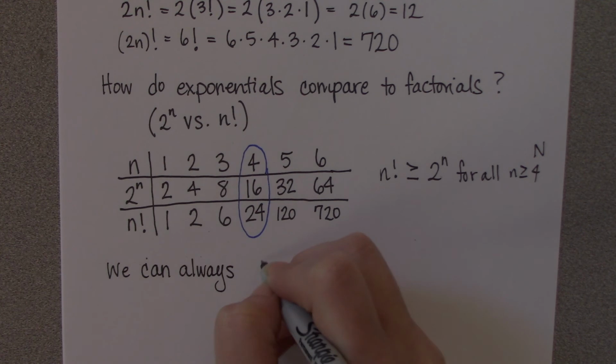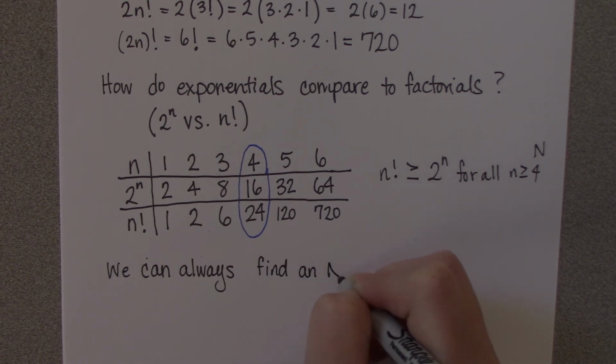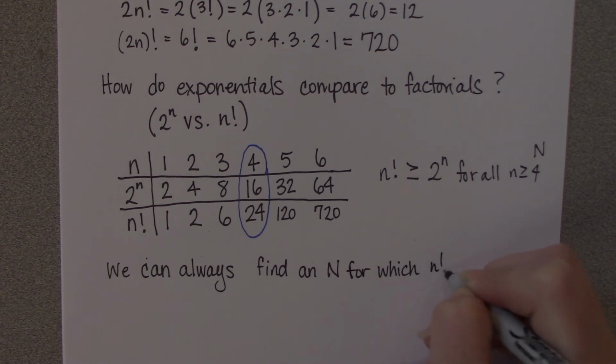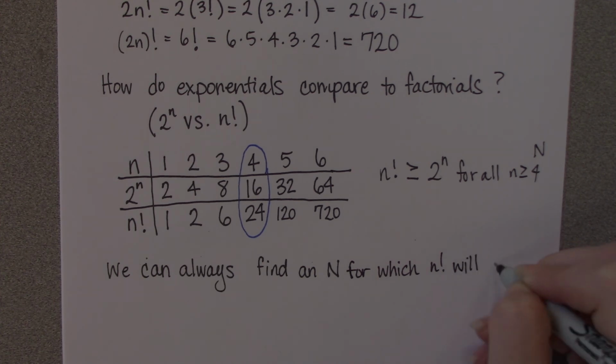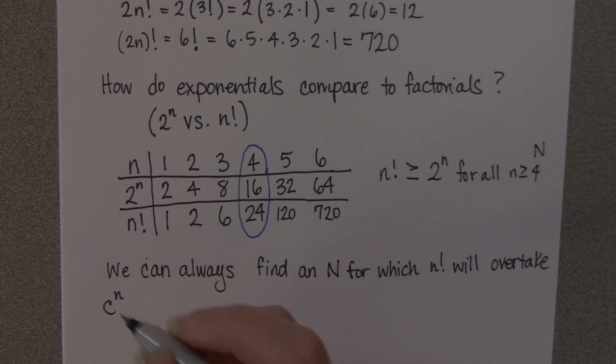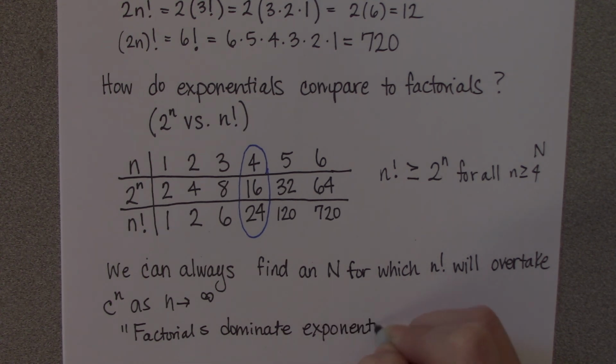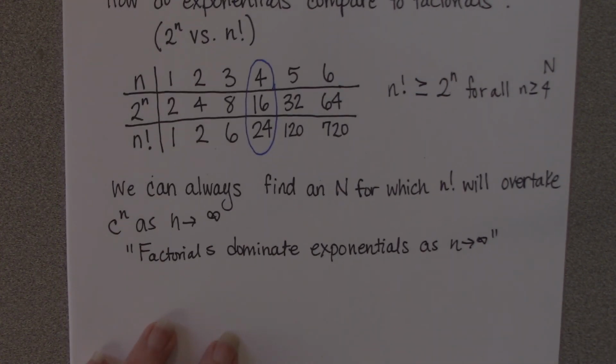So we can always find an n for which n factorial will overtake c to the n as n goes to infinity. And so my little way of thinking about it is factorials dominate exponentials as n goes to infinity. Sorry, my bad.